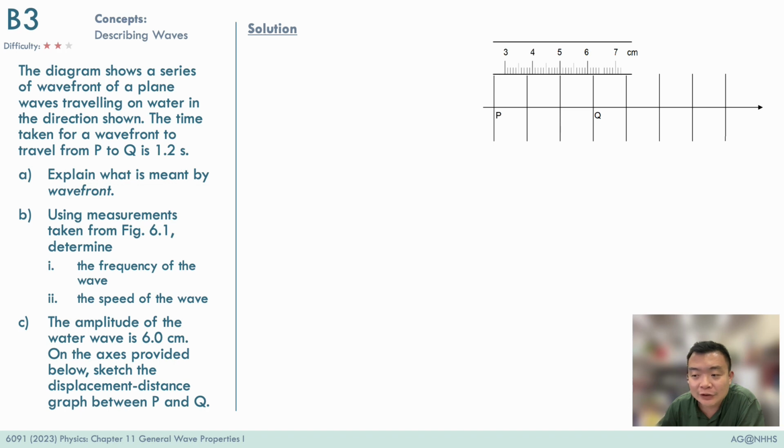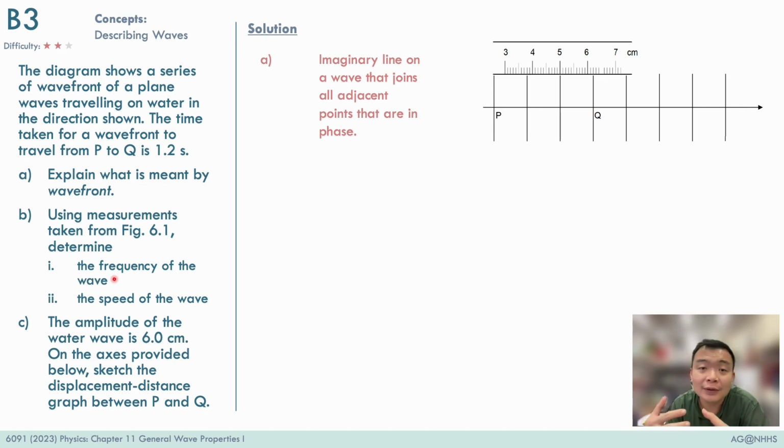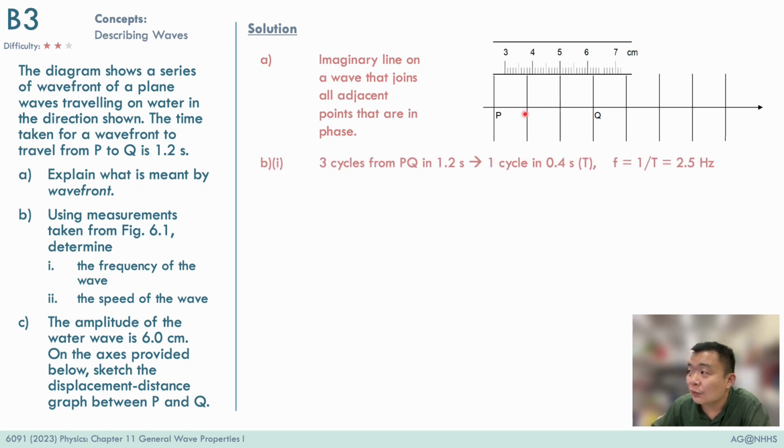This is a long question on waves, and in part A, a wavefront is an imaginary line on a wave that joins all the adjacent points that are in phase. In B part 1, we have to take some measurements to figure out what is the frequency and what is the speed of the wave, and therefore we notice that from P to Q there are 3 cycles.